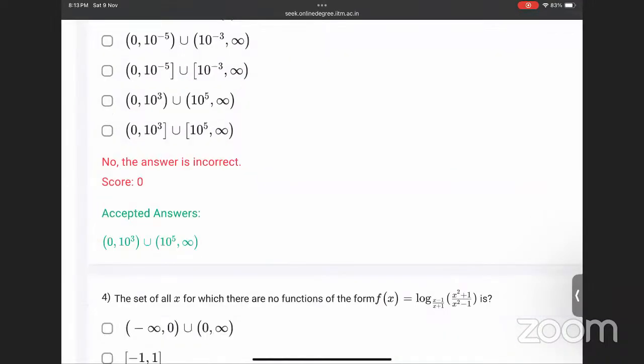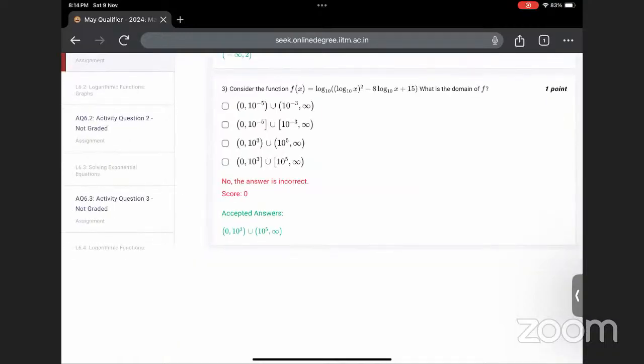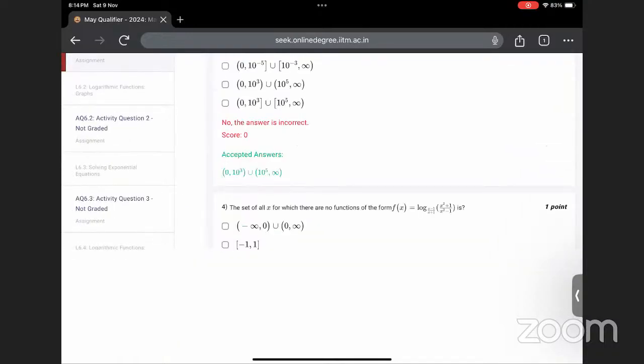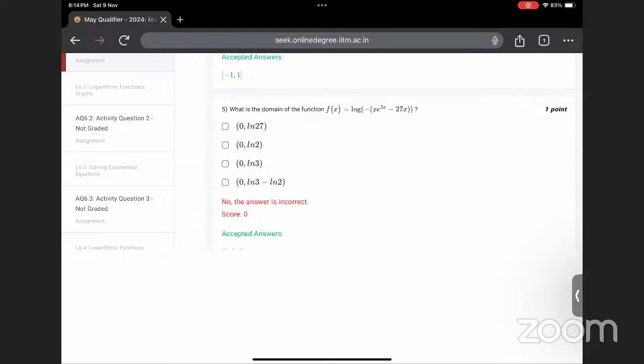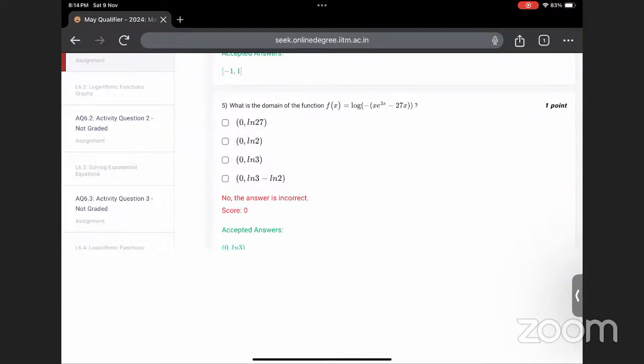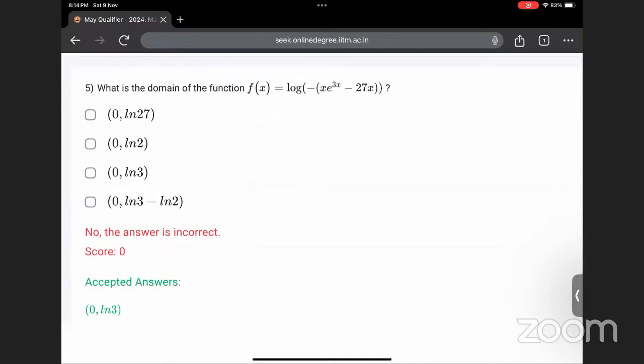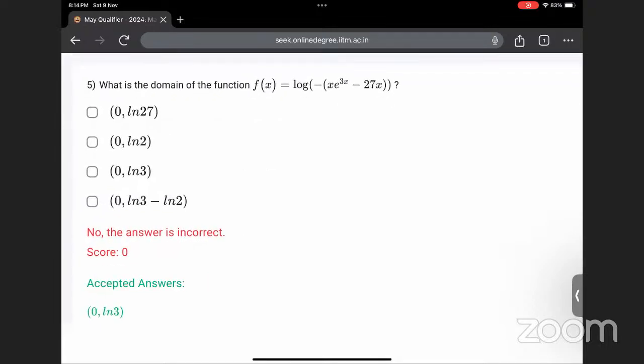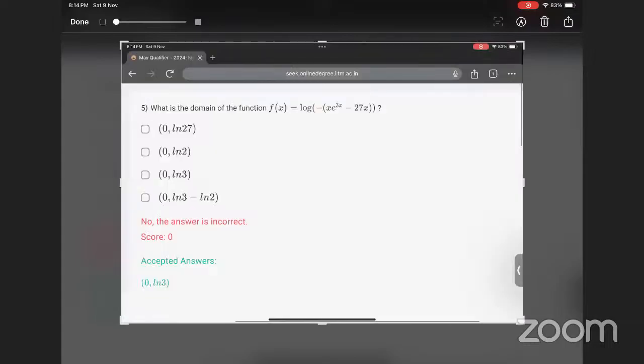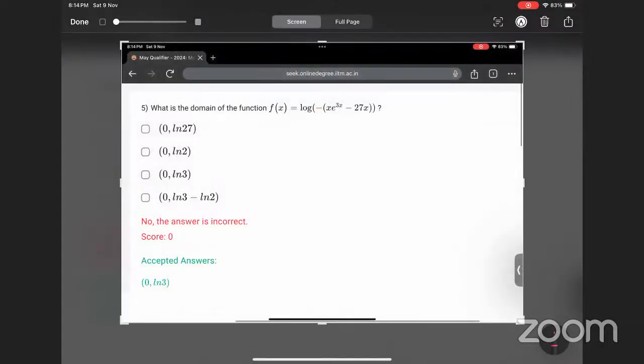Okay. So what is the next issue? Question number 5. What is the problem with question number 5? This is the same thing, right? Again, we have to take this portion as greater than 0. Did you try it? No, ma'am, I can't understand this question properly. Okay, so the domain should be greater than 0. This is the general thing.